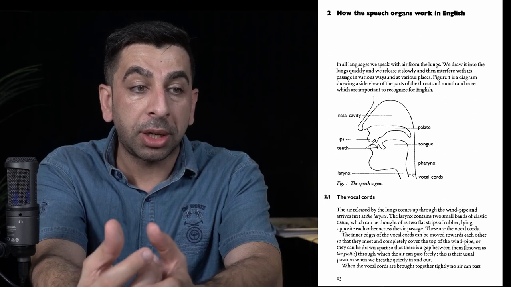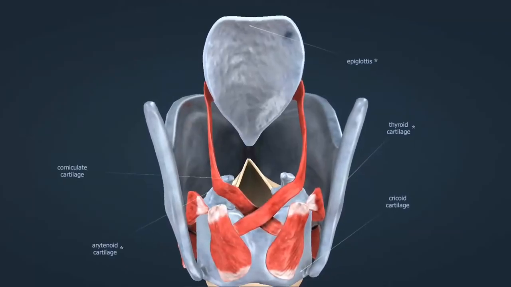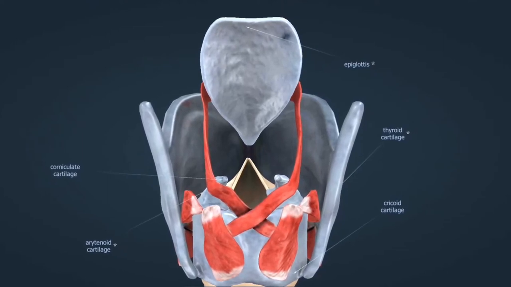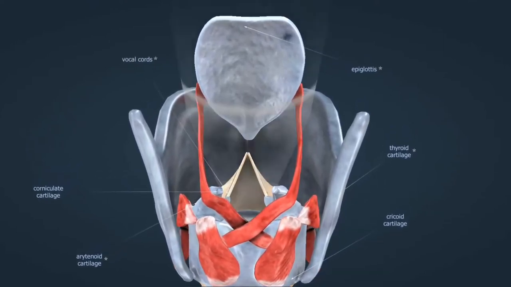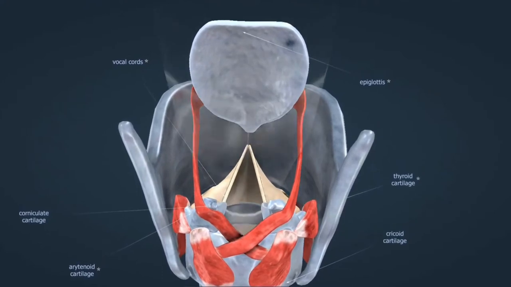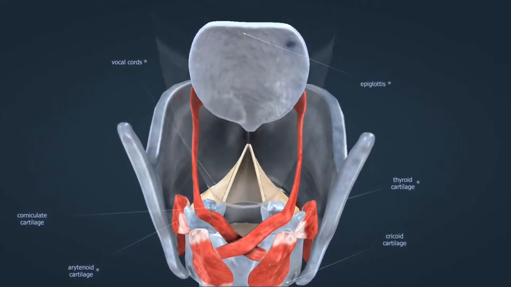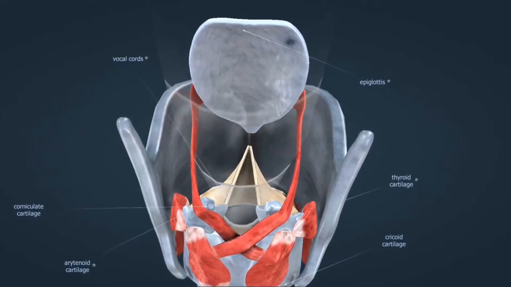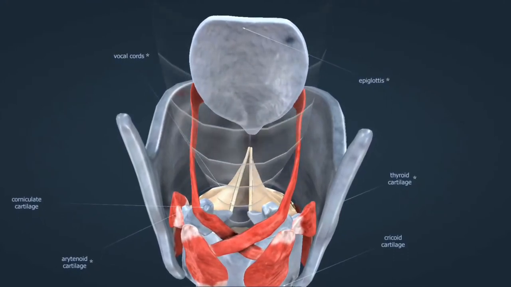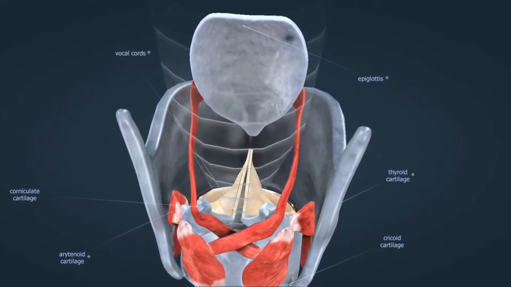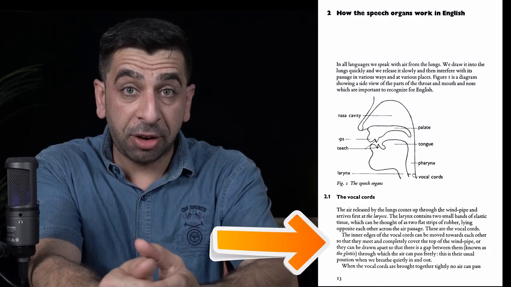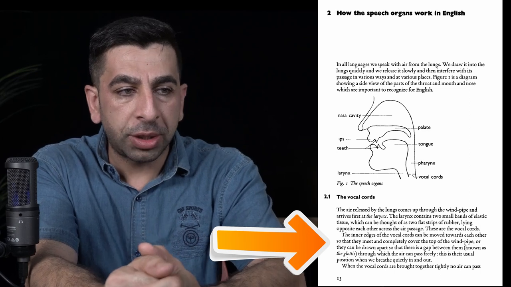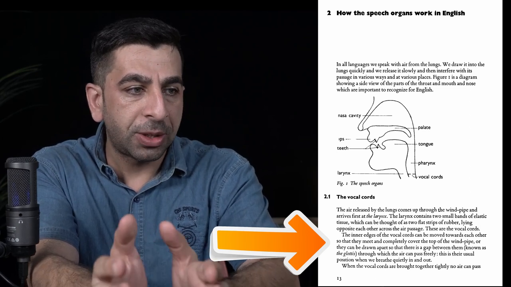The inner edges of the vocal cords can be moved towards each other so that they meet and completely cover the top of the windpipe.